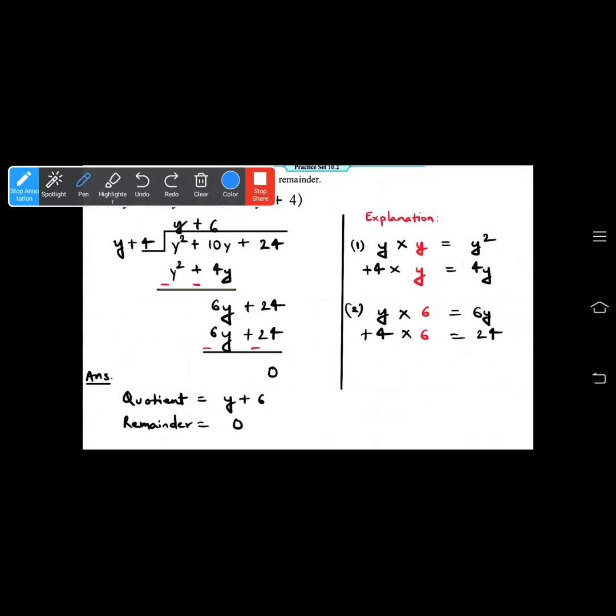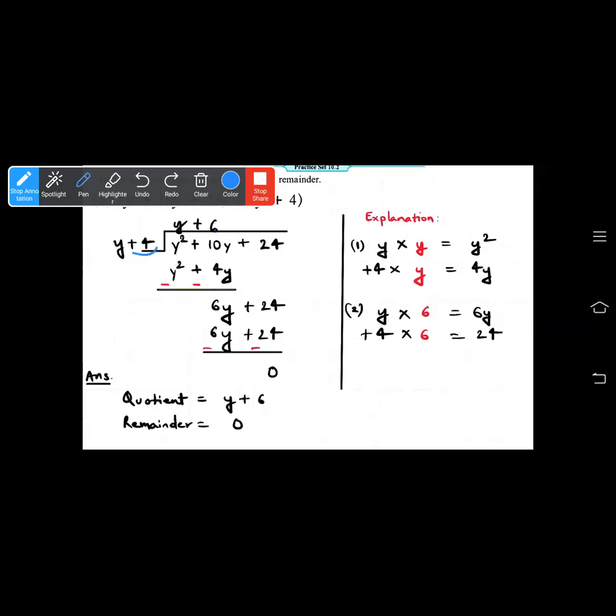Fine. So y square plus 10y minus y square plus 4y. You will get y square minus y square get reduced. Plus 10y minus 4y will become 6y. Plus 24 you can write next to the 6y. Okay. Now you need 6y. So y should be multiplied by what to get 6y? So you have to multiply with 6. This 6 should be written over here at the place of quotient.